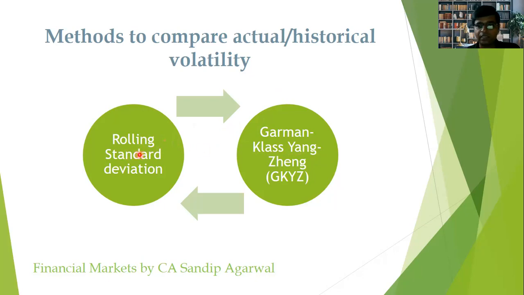I will put this Excel sheet link in the comment box. So in case somebody wants to download that Excel sheet and do this exercise for any other underlying instrument, say Bank Nifty or any other stock, they can do the same.